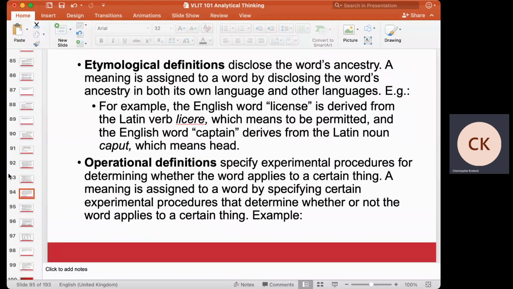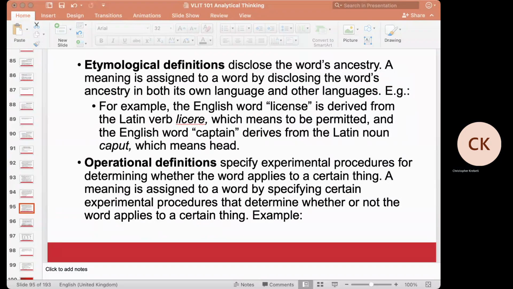Then we have the etymological definition. With etymological definitions, it discloses the word's ancestry. Where is the word from? The word comes from one language. A meaning is assigned to a word by disclosing the word's ancestry in both its own language and other languages. So, for example, we look at the English word license. So we are trying to define license, and then you refer to license from its parental background, from its ancestry, where it came from before today.